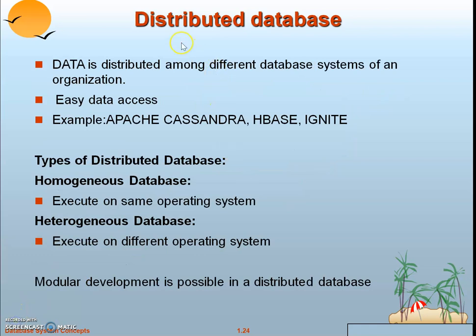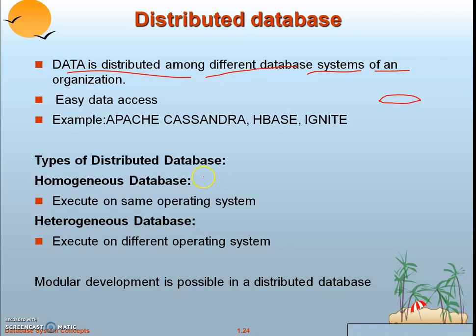Next is distributed database. The name itself says it: here I am not dumping the data in one single location, but I am distributing the data into different locations. So that's what it says: data is distributed among different database systems of an organization.